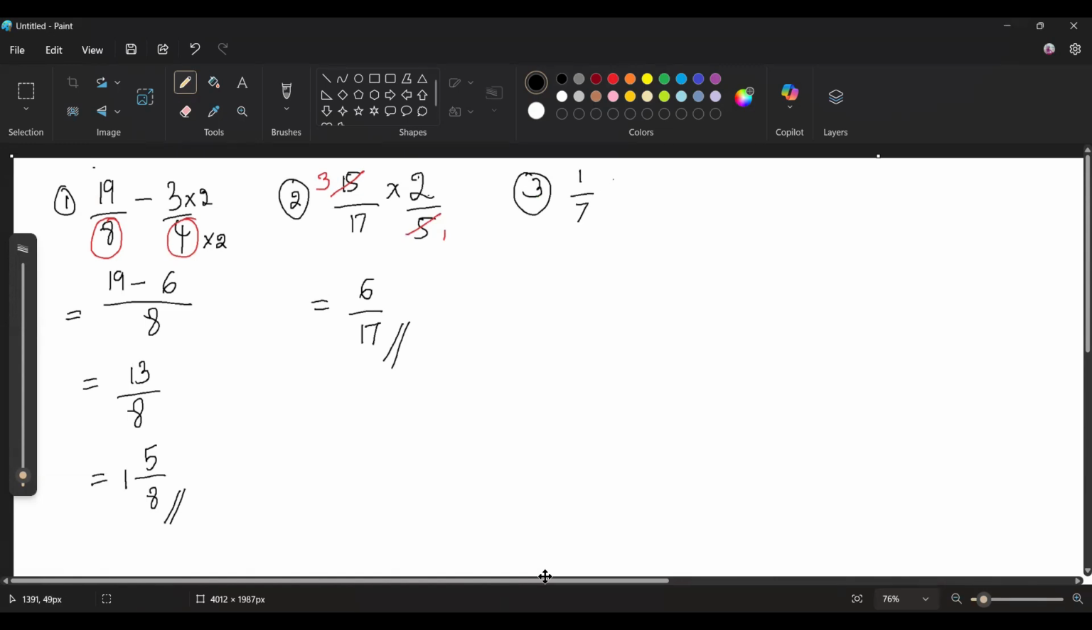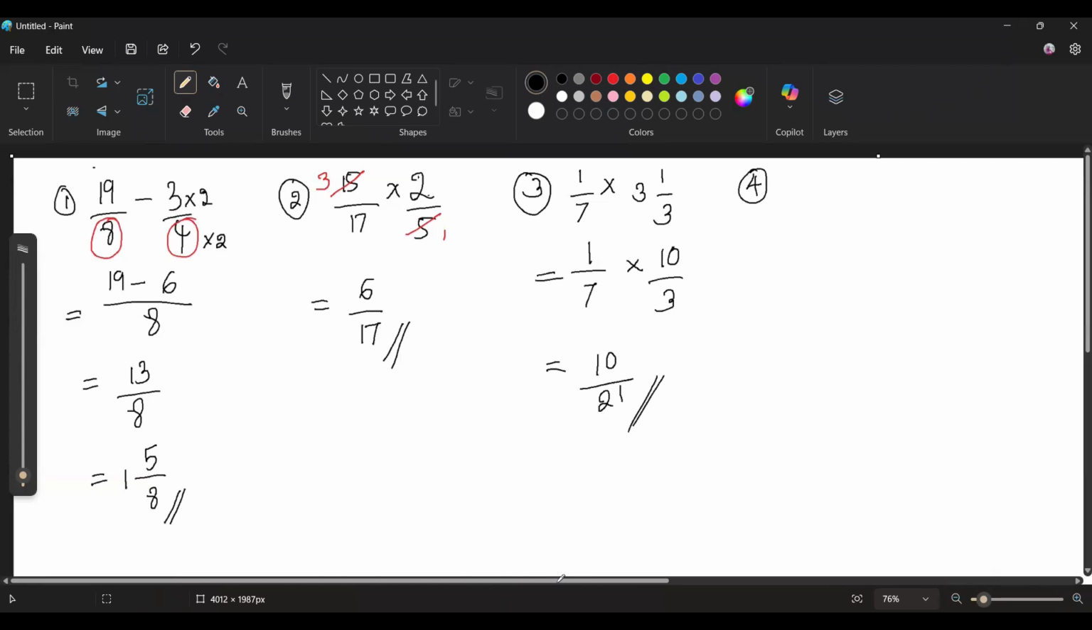1 over 7 multiply 3 1 over 3. I previously said, if they have a mixed number, you have to convert it to improper. You can convert this one to improper. 3 into 3, 9, 9 plus 1, 10. 10 over 3. Is that clear? Yes. Now multiply. There is no cancellation. 7 and 10 can't cancel. 1 and 3, no need. So 1 into 10, it is 10. Denominator 7 into 3, 21. 10 over 21.